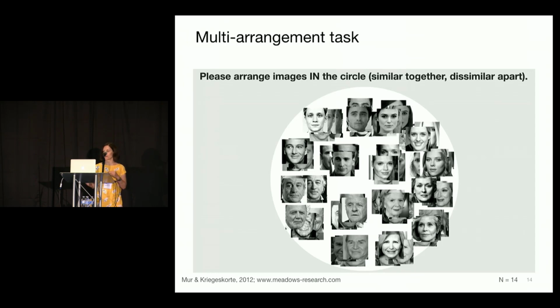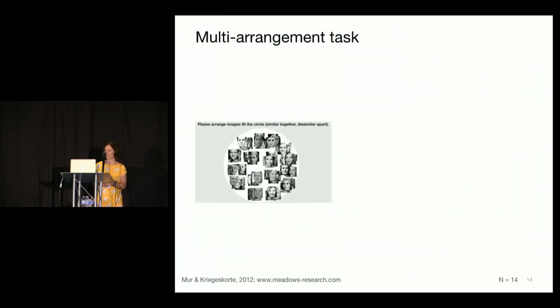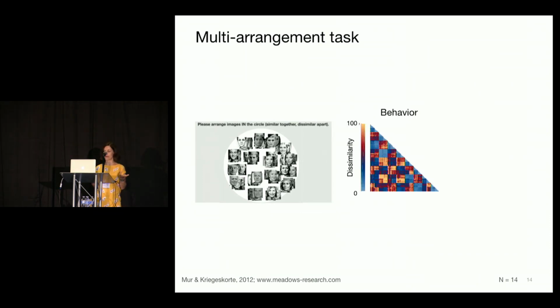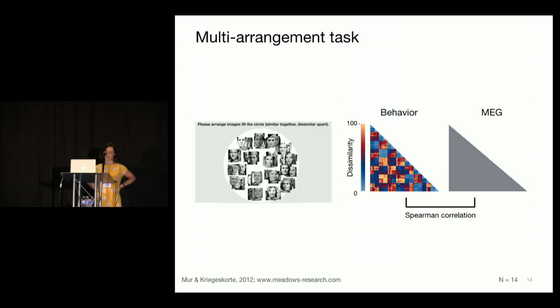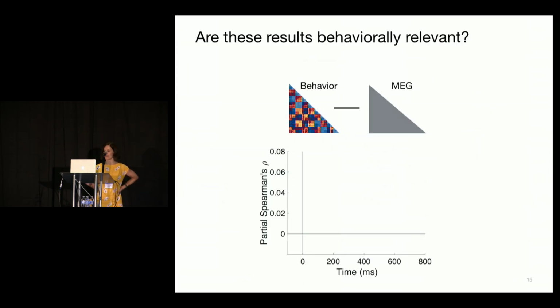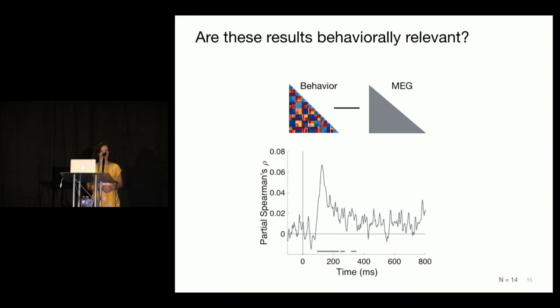perceive these images. So at the end of that method, you would get an output, which is an RDM that's representing the dissimilarity between our stimuli, but now based on the behavior of our subjects. And we could then correlate this with the MEG RDMs that we get from all of our subjects using Spearman correlation, and we could again do this over time, so we would do this with the MEG RDMs for every millisecond.